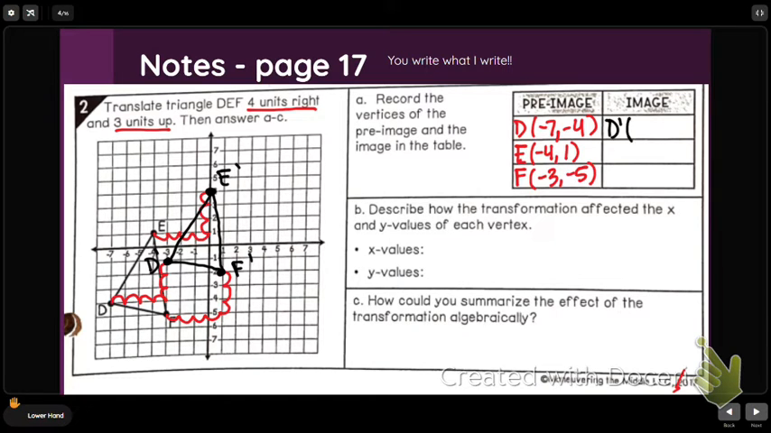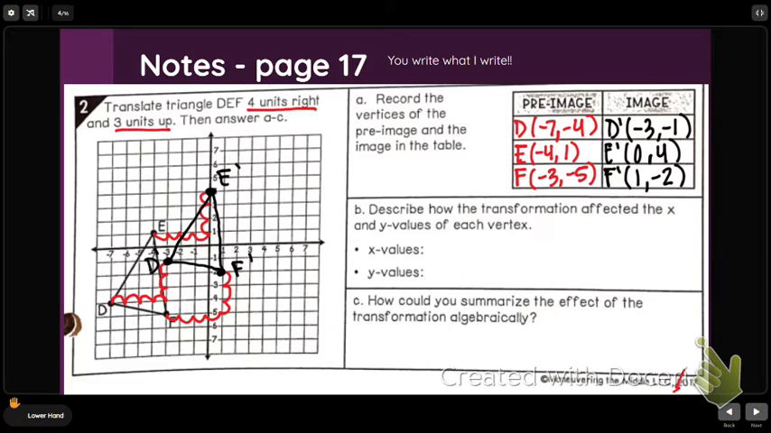D prime is now at -3, -1. E prime is now at 0, 4. And F prime is at 1, -2. So now we can look at how our x and y values changed.